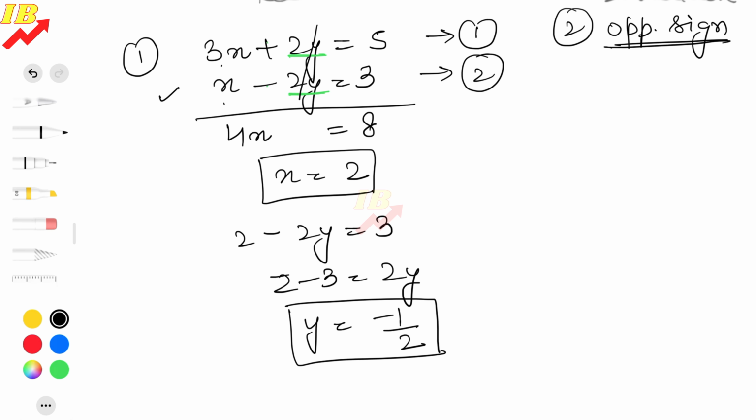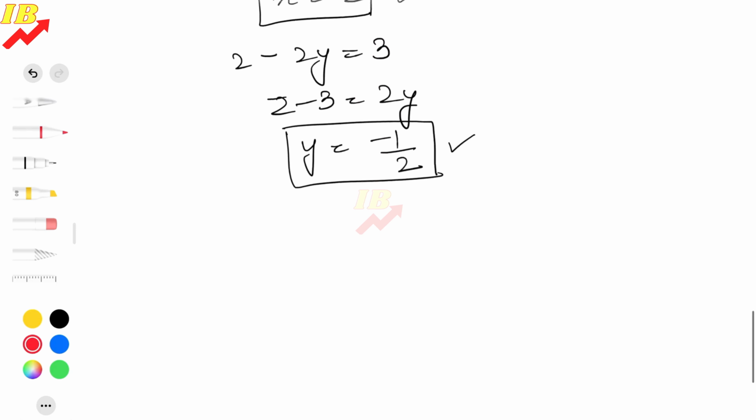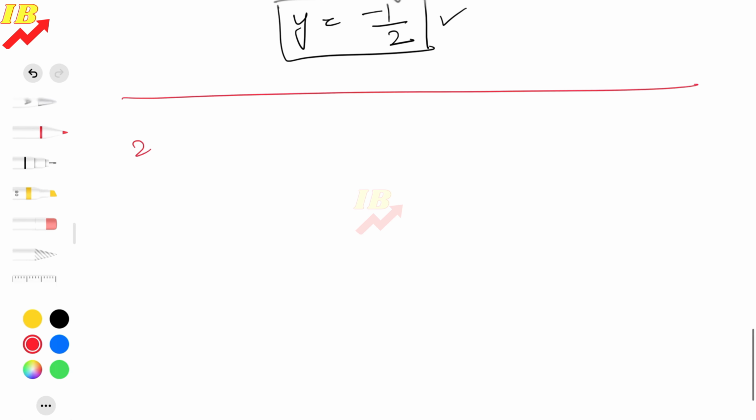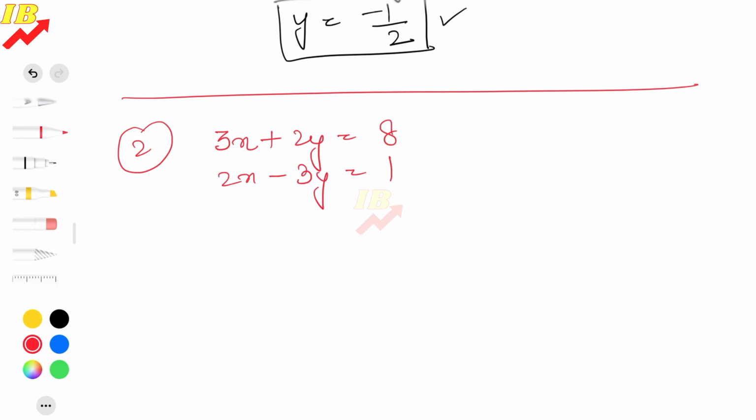Always highlight your solutions. This will give your teacher a better understanding that you're getting these two solutions as a final result. Let's take one more example. Suppose your question is 3x plus 2y equals 8, and 2x minus 3y equals 1. So this is my first equation, this is my second equation. But now I gave you two points: it should have the same variable and coefficient.